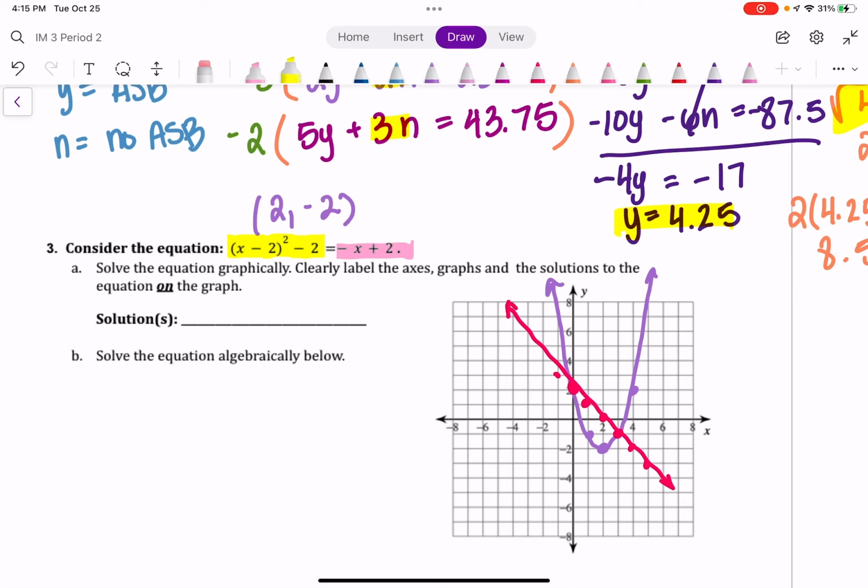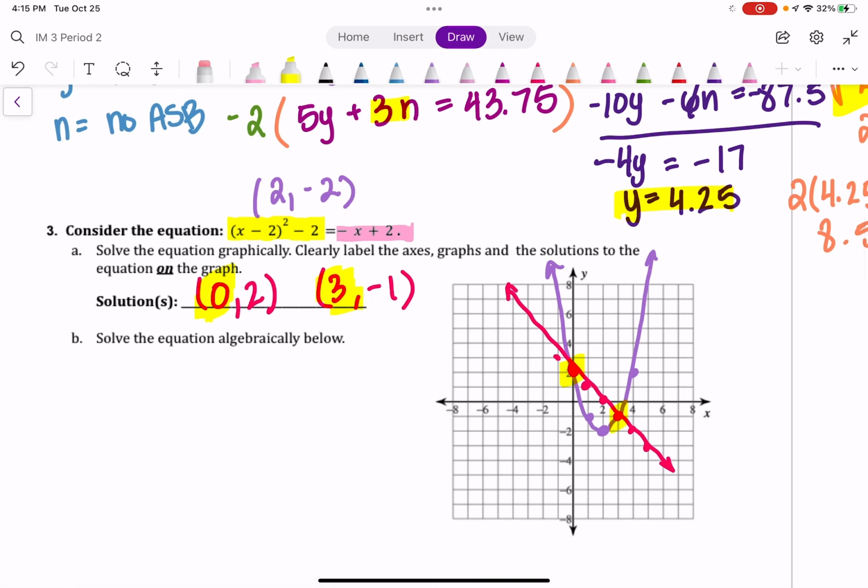So we can see that we're crossing through in 2 places. We're crossing through at (0, 2), and we're crossing through at (3, -1). Those are our intersection points. But remember, if it's asking us for solutions, it's asking us for x values that make this equation true. So the only solutions we're counting are x coordinates. 0 and 3 would be our solutions right here.